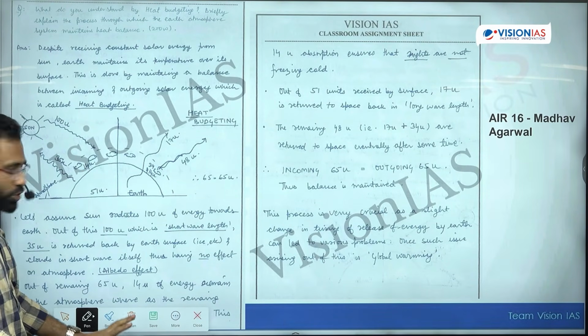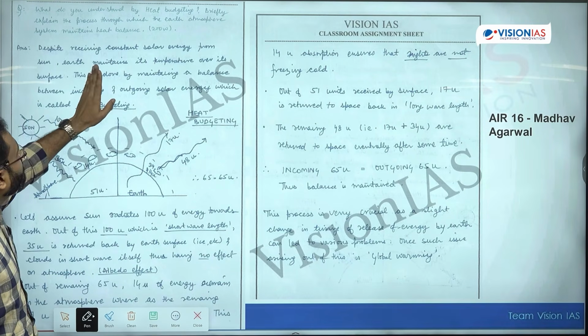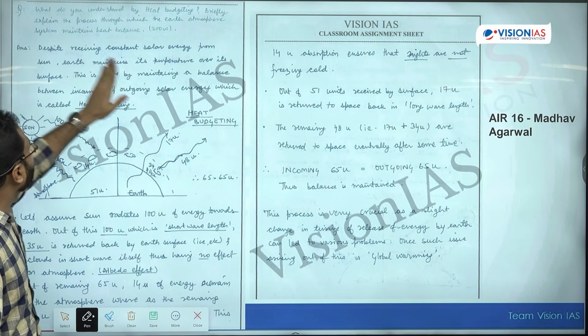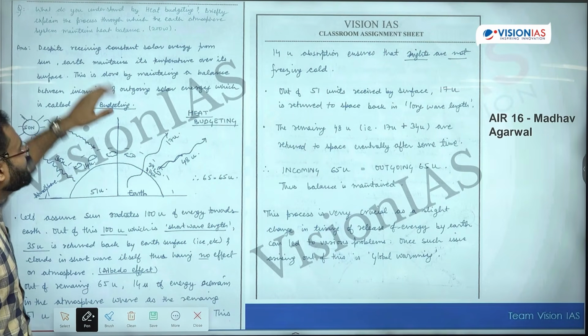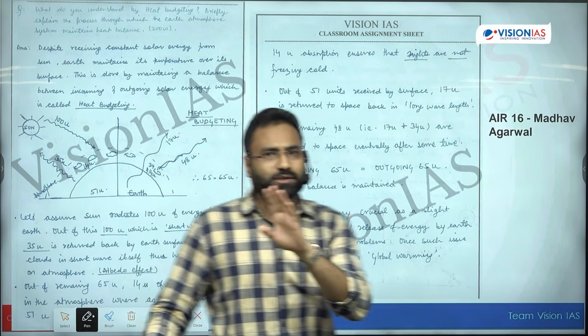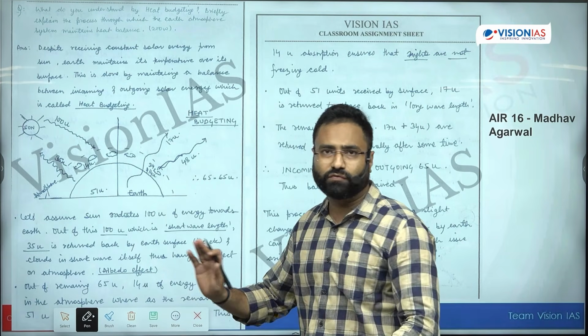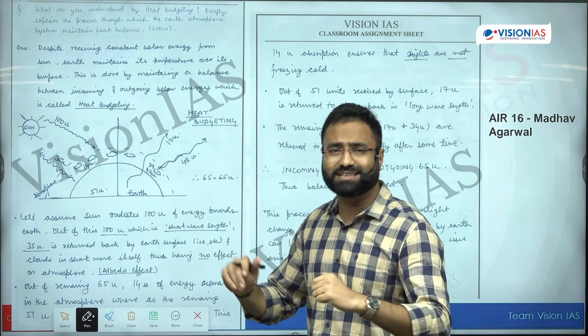A question from geography. What do you understand by the heat budgeting? Briefly explain the process through which the Earth atmosphere system maintains the heat balance. Means the question is fairly simple. The question is comparatively straightforward. No such thought process is involved in this particular question.